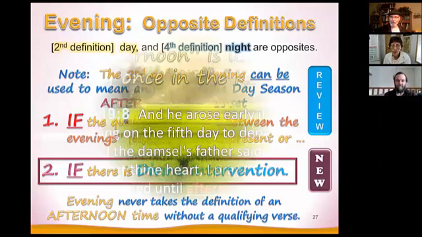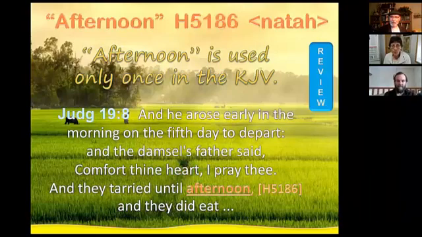We also did a little bit of work in the Grammar 101 two weeks ago on the word afternoon. I looked it up. It's 5186. It's nata. And guess what? Afternoon is used only one time in the King James Version. And it's 5186. There's the verse in Judges 19, verse 8, where they tarried until afternoon and they did eat. So the question is, is this afternoon considered an evening?